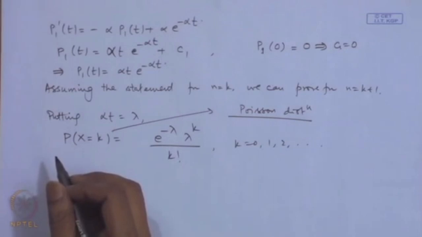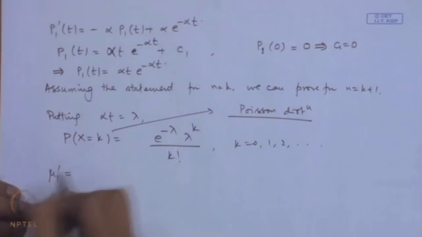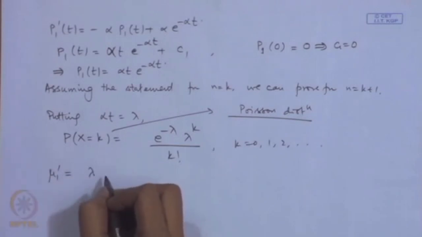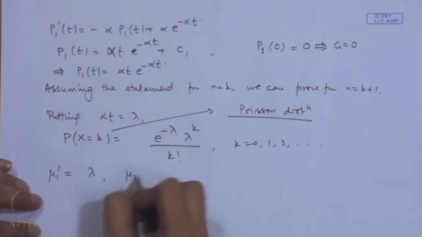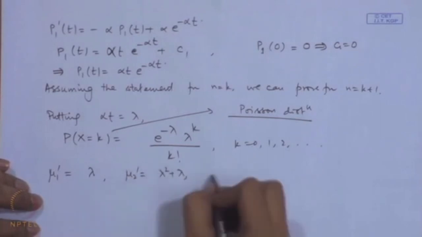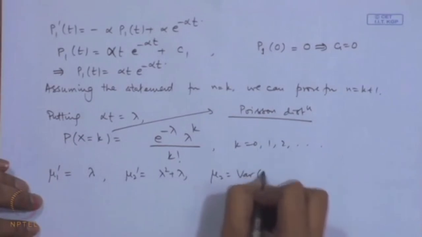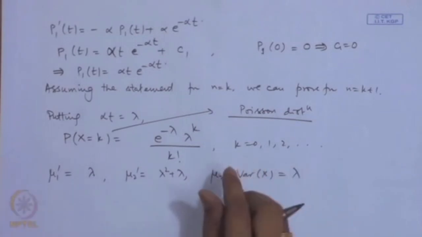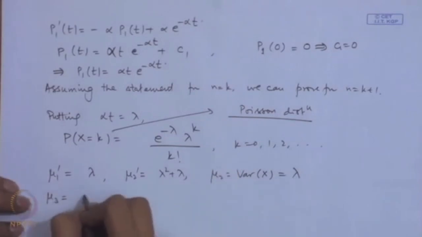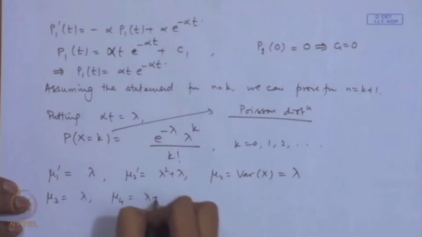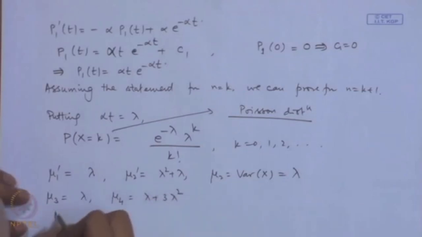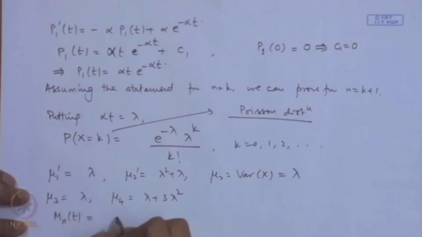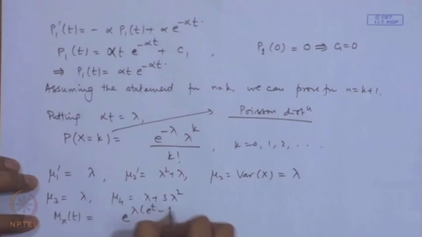Now, we just give the expressions for the mean, variance, etcetera. The mean of a Poisson process is equal to the parameter lambda here. Mu 2 prime is equal to lambda square plus lambda, and therefore, mu 2, that is the variance, is again lambda. So, in a Poisson distribution, mean and variance are same. Similarly, if we calculate the third moment, that is also lambda, the fourth moment is lambda plus 3 lambda square. The moment generating function of a Poisson distribution is e to the power lambda (e to the power t minus 1).